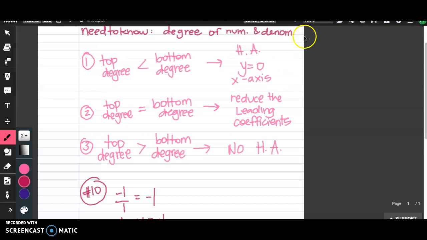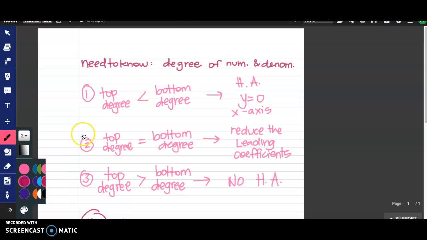I guess I should have written on here another thing that you need to know: you need to know how to find the leading coefficients. Oops, that's an O. Coefficients. And then you also need to reduce the fractions. Okay.